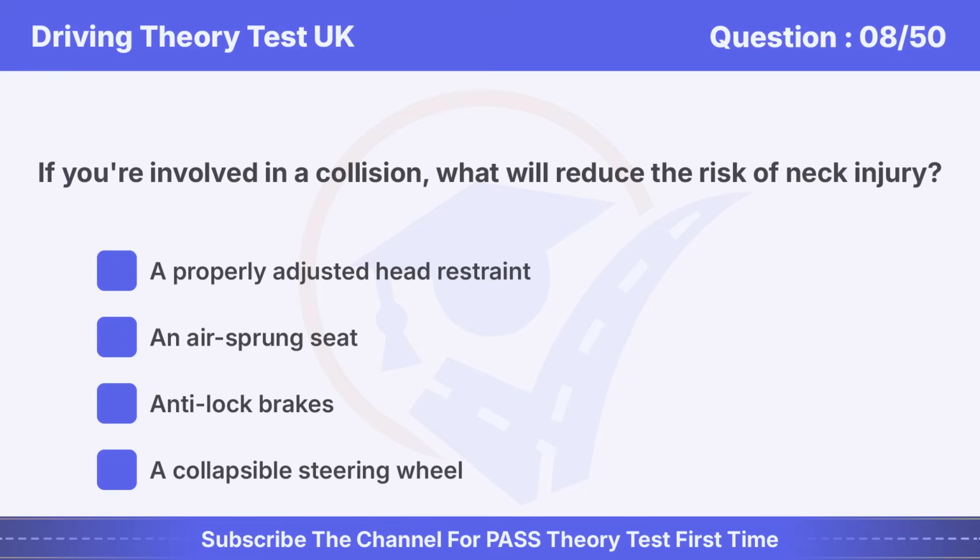Question 8. If you're involved in a collision, what will reduce the risk of neck injury? Option A. A properly adjusted head restraint. B. An air-sprung seat. C. Anti-lock brakes. D. A collapsible steering wheel.